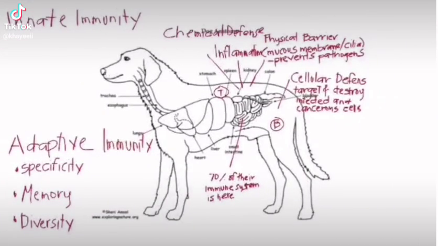Innate immunity in dogs is the body's first line of defense against harmful pathogens like bacteria, viruses, and fungi. Unlike adaptive immunity, which requires exposure to specific pathogens to develop immunity over time, innate immunity is present from birth and provides immediate non-specific protection.